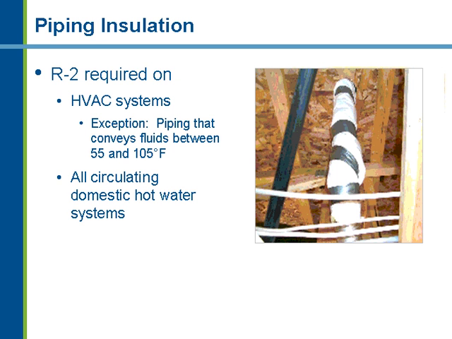Piping insulation. There is a simple, straightforward requirement of R-2 on basically all HVAC and circulating hot water piping. There is an exception for HVAC systems that would be conveying fluids between 55 and 105 degrees Fahrenheit.